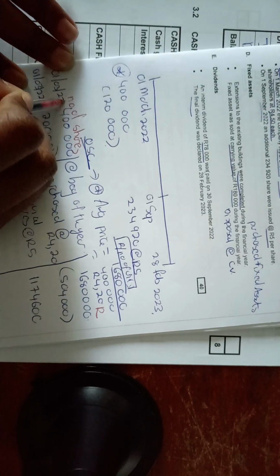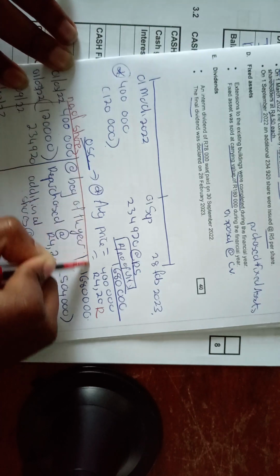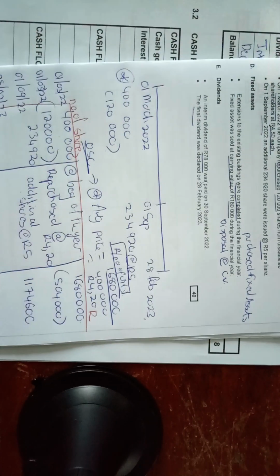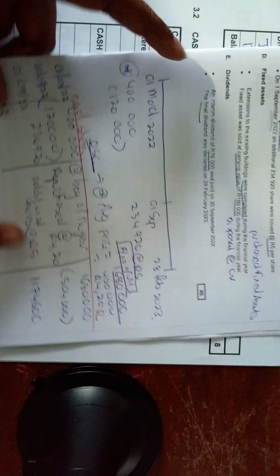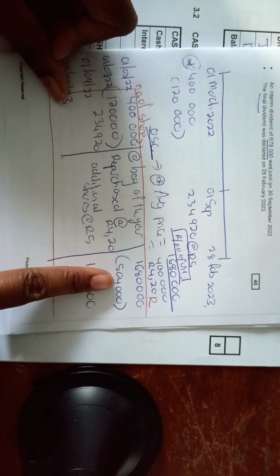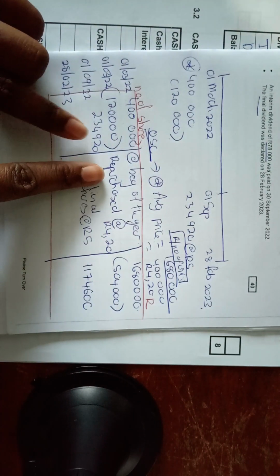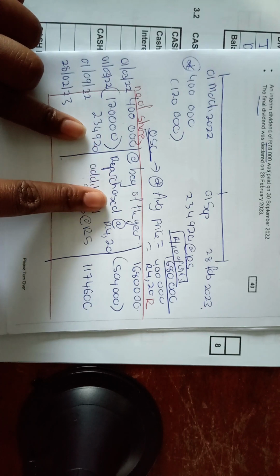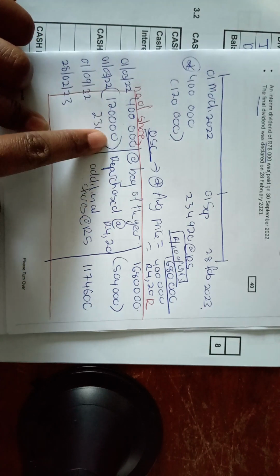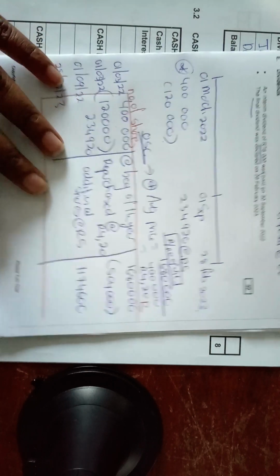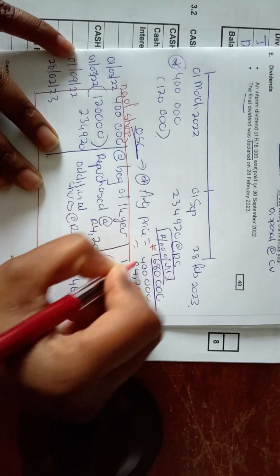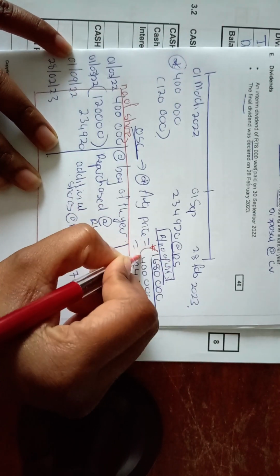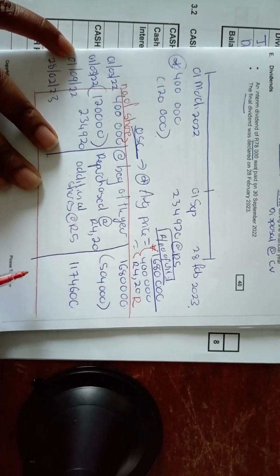Okay, and this is just rough work that will help me later on. So I have already worked out the average price here from the ordinary share capital note. I repurchased 120,000 at 4.20, and then here is my working out for my average price.